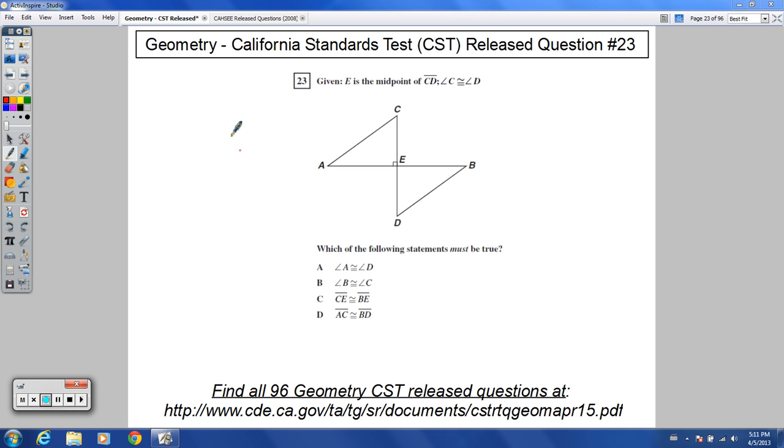This will be release question number 23 for the geometry CST release questions. I would be Mr. Wagner. You would be a student wanting to learn, I hope, how to do this problem. Let's check it out together.